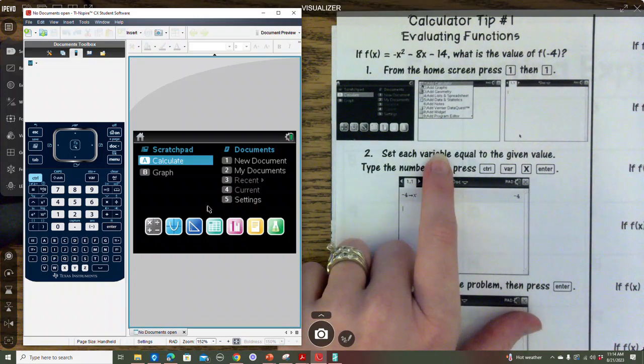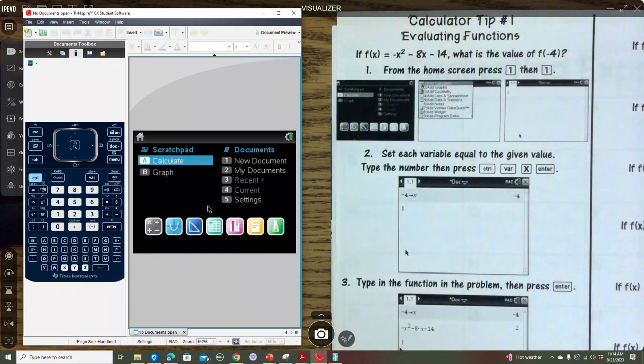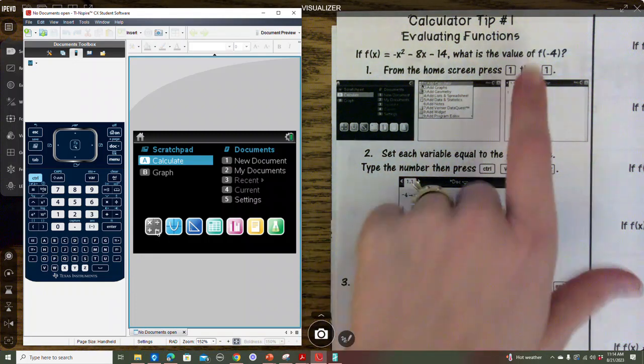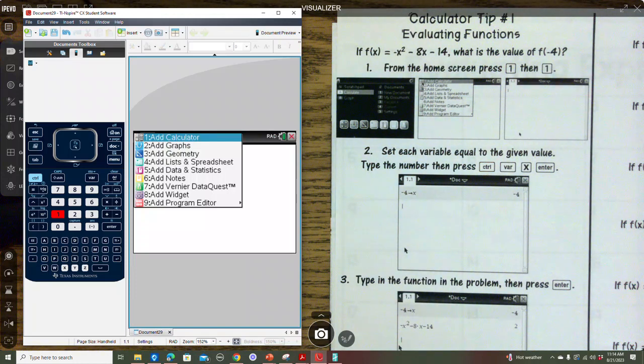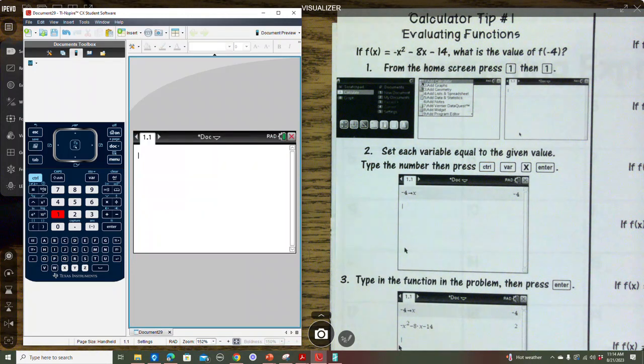So the first thing we're going to do from the home screen, remember I like to use this calculator right here. You can get a calculator page by pressing 1, which is add a document, and then 1 for calculator, if you want to do it just using buttons. You can use the cursor, you can use the arrow keys, whatever works best for you.